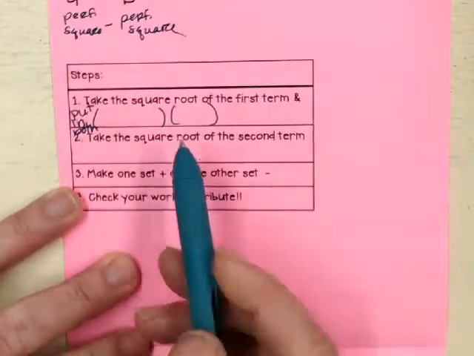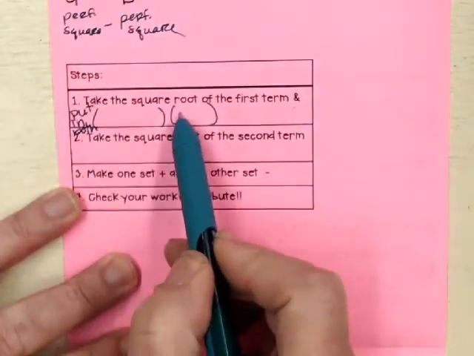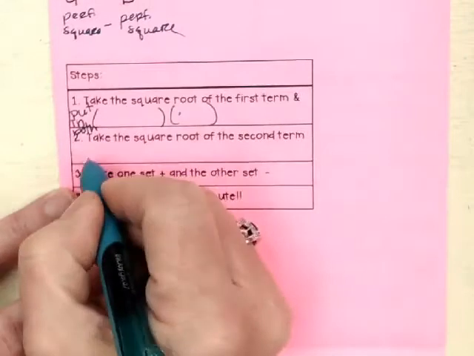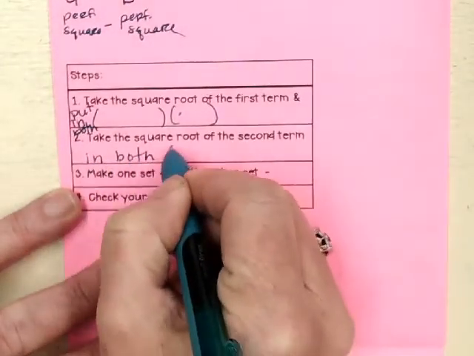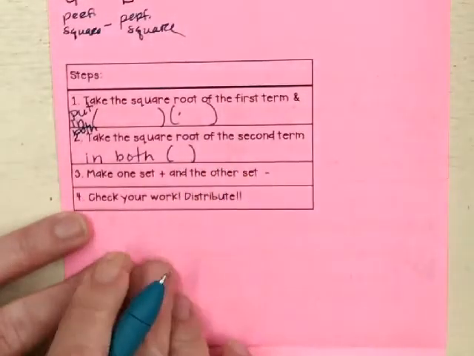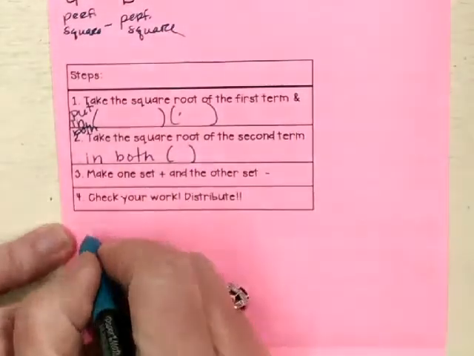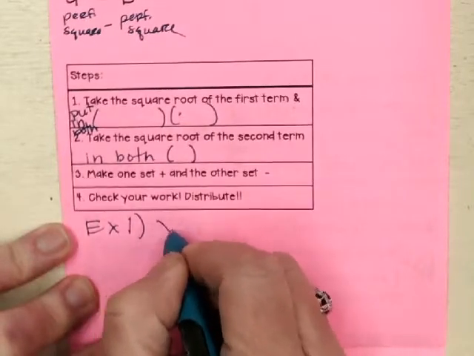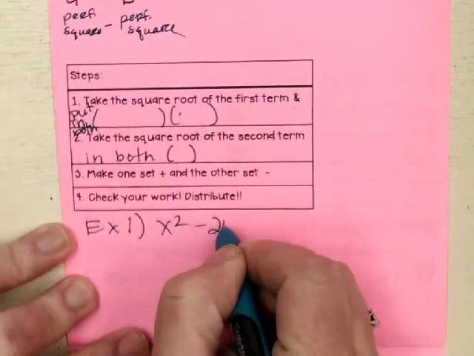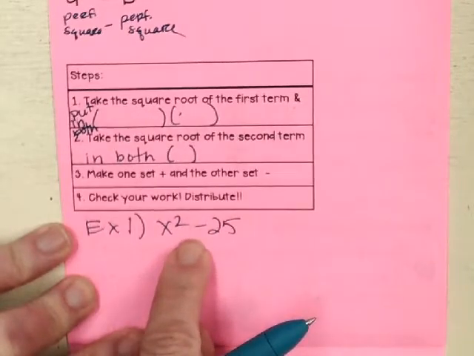You're going to take the square root of the first term and put it in both sets. You're going to take the square root of the second term and put it in both, this is what it should have said in the first one, sets of parentheses. So let's do an example with this. Let's do an easy one. Perfect square minus a perfect square.